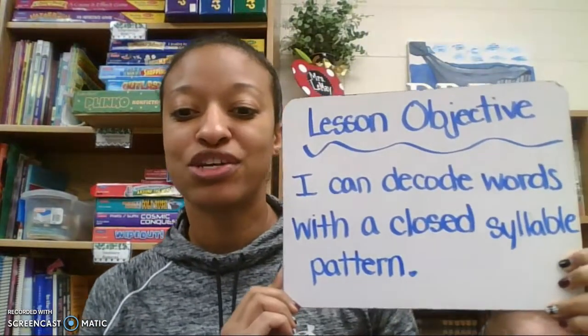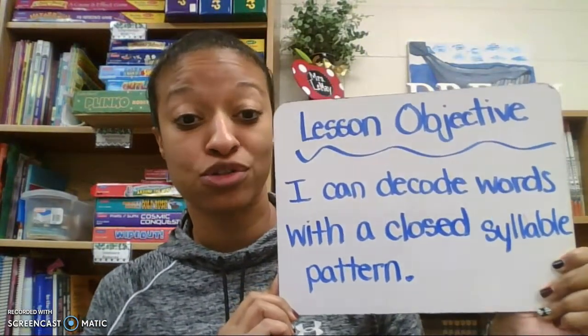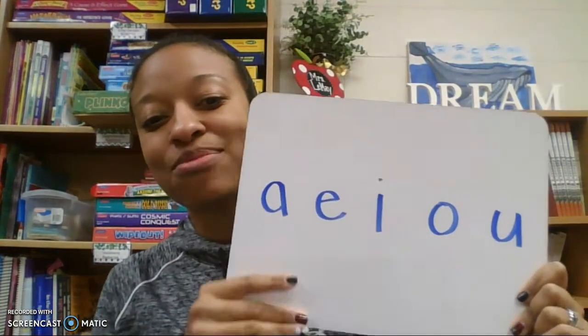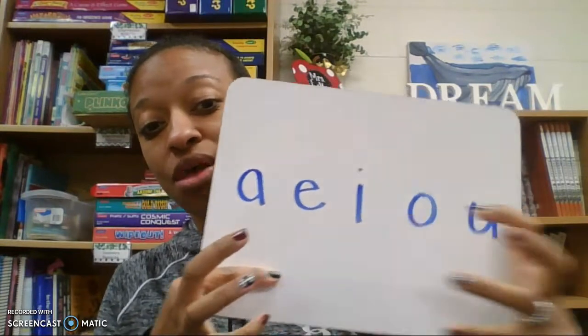Our lesson objective for today is I can decode words with a closed syllable pattern. So we're still working on skill 10. The first thing you need to know is what are my vowels? A-E-I-O-U. Okay, my vowels make short vowel sounds and they make long vowel sounds.